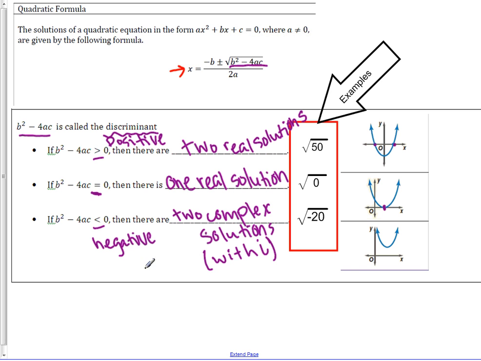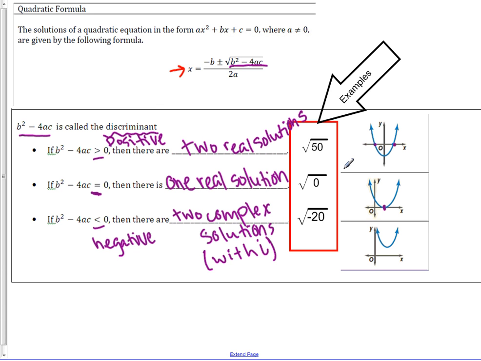And the reason that happens is because we'd put a negative number underneath the radical. And we've all learned now that when you have a negative under the radical, you end up with an i in your solution. So here's some examples of just what they might look like. If you have the square root of 50, that's going to have 2 real solutions because 50 is positive. That means your 50 is your discriminant and it's positive.